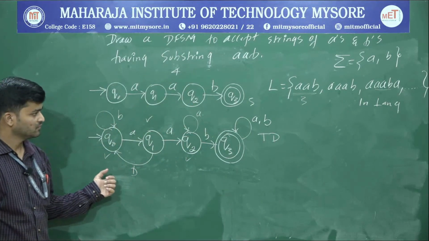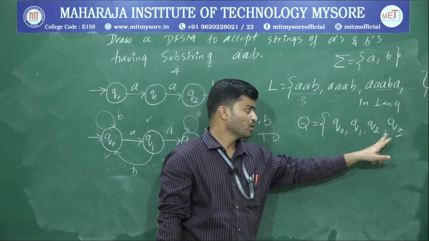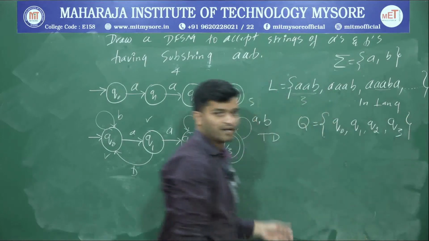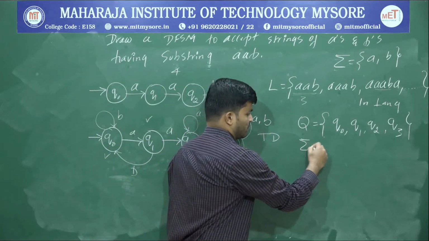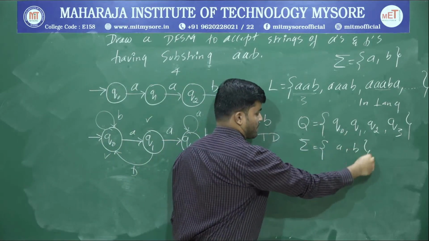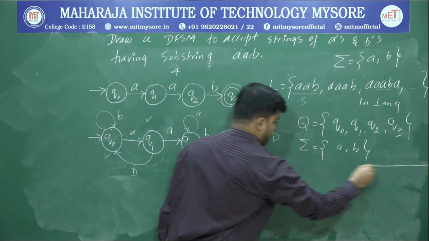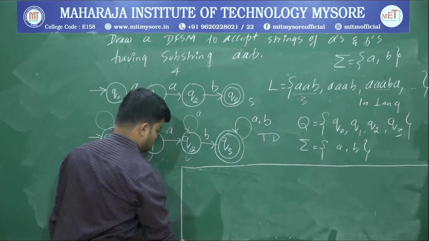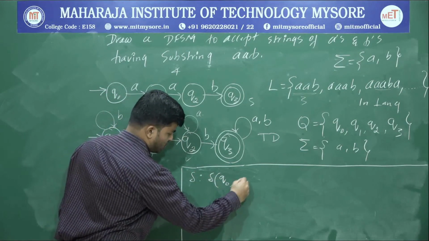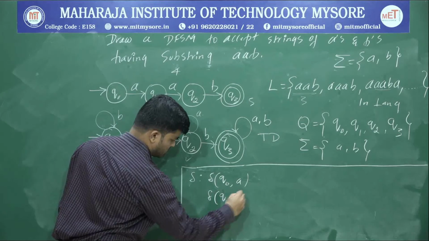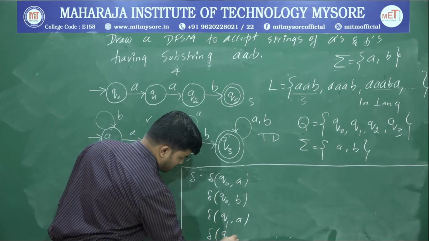What is the first tuple? That is Q. What is Q? Q is Q0 comma Q1 comma Q2 comma Q3. So we have 4 states; you write 4 states: Q0, Q1, Q2, Q3. Next, what about sigma? Sigma is A comma B. What about delta? Delta is: delta of Q0 comma A, delta of Q0 comma B. Next, delta of Q1 comma A and delta of Q1 comma B.